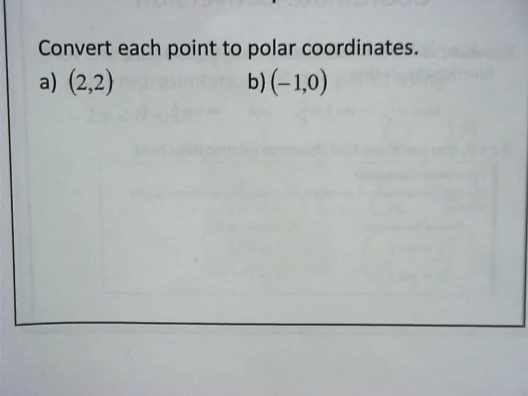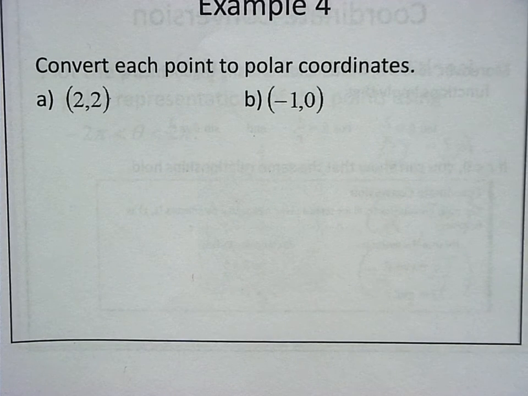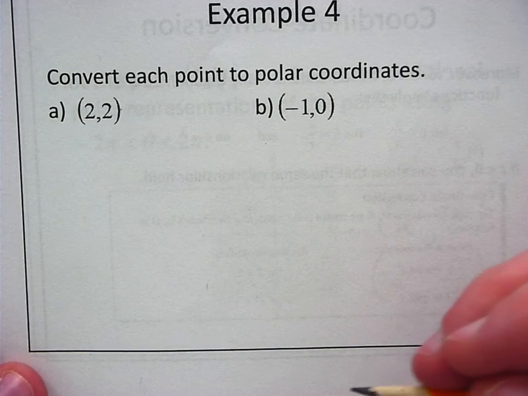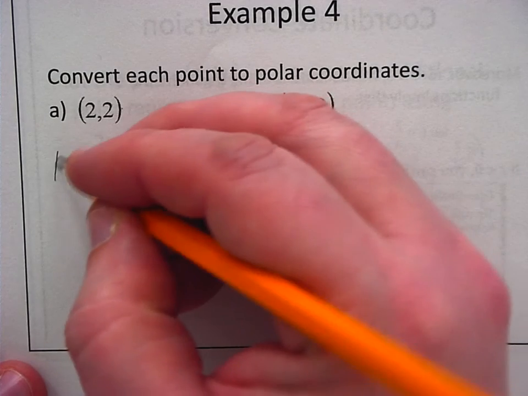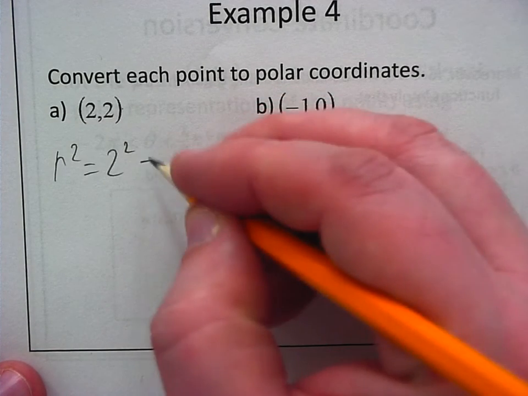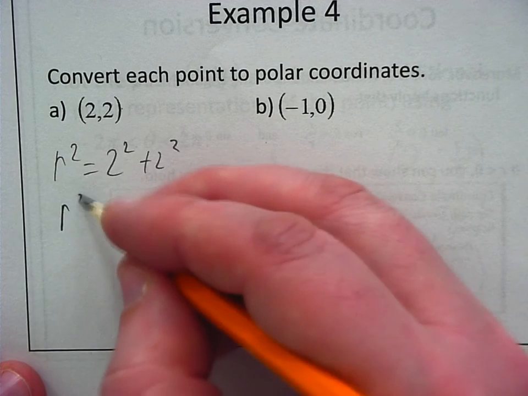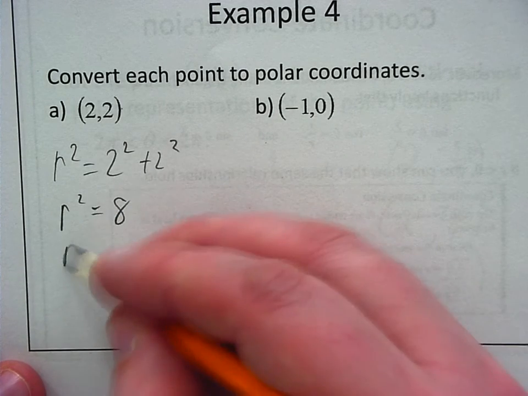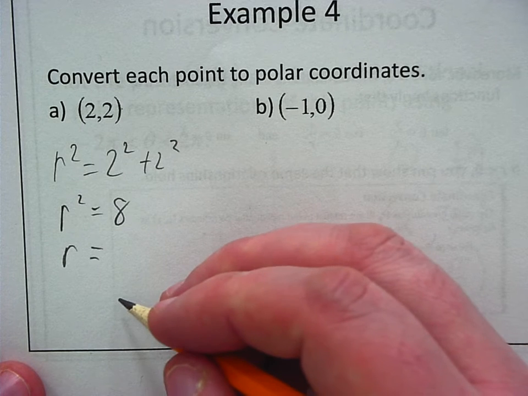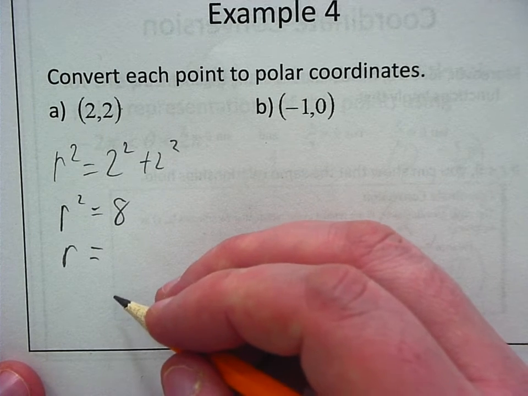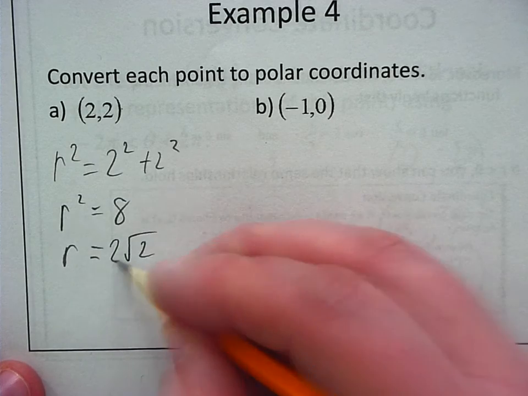Okay, going the other direction. What if I have these two rectangular coordinates and I want to convert them to polar? Well, for polar, I need what two things? R and theta, radius and theta. So, radius, how do I find it? X squared plus y squared. So in this case, r squared is going to be equal to 2 squared plus 2 squared. In other words, r squared equals 8. So what's r? Square root of 8. Simplifies to 2 root 2.